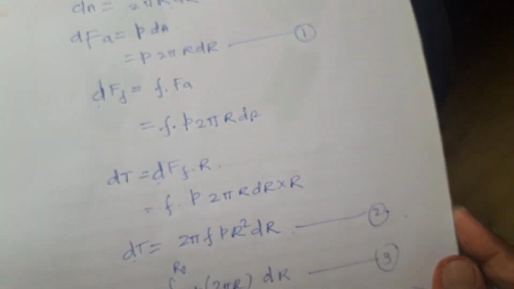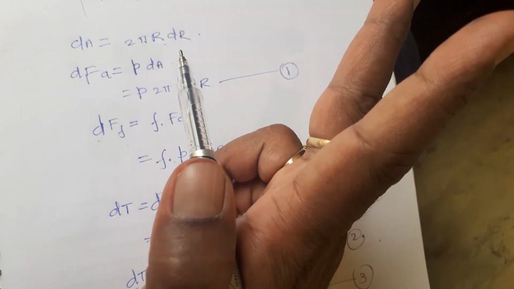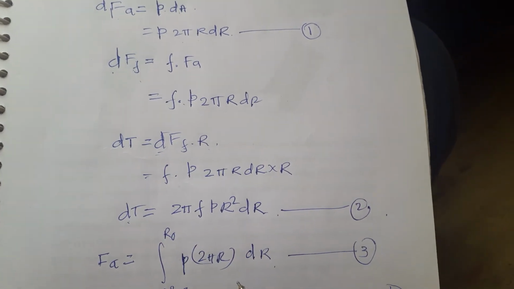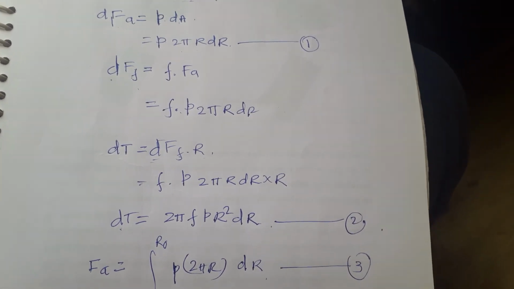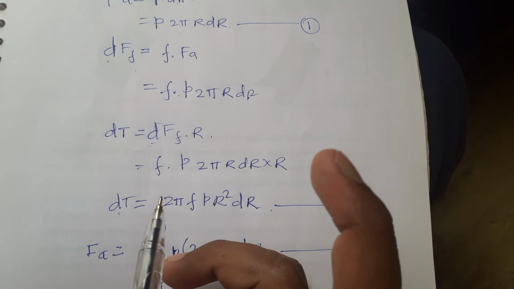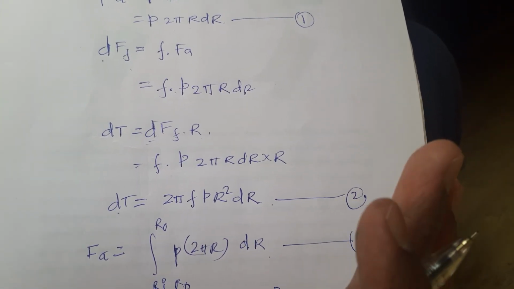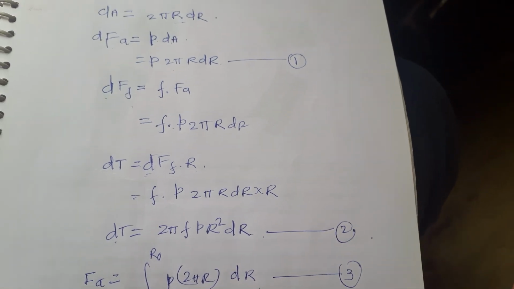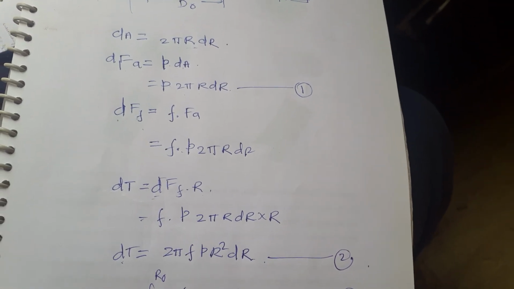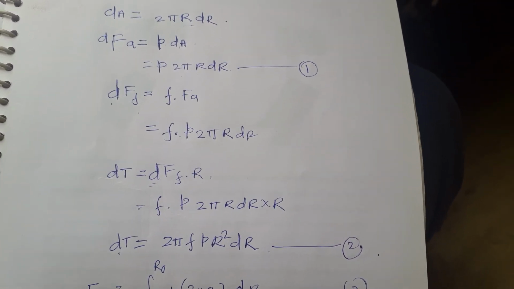For disc clutches we have to go for two theories to obtain the torque. Those theories are the uniform pressure theory and the uniform wear theory. Separately, I will explain the uniform pressure theory once and the uniform wear theory in the next video.